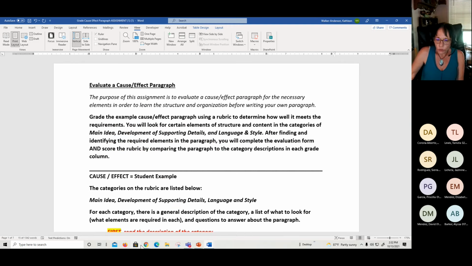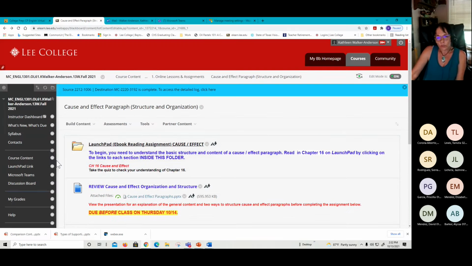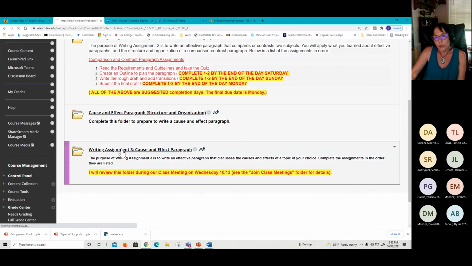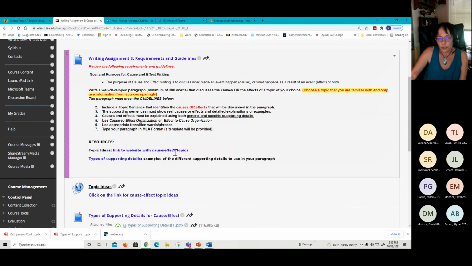And let me go back to the class folder. So you go into this folder to go over structure and organization of cause and effect. So this is preparing you to write the paragraph. And then you go into the next folder. So requirements and guidelines, no quiz over it at this time.